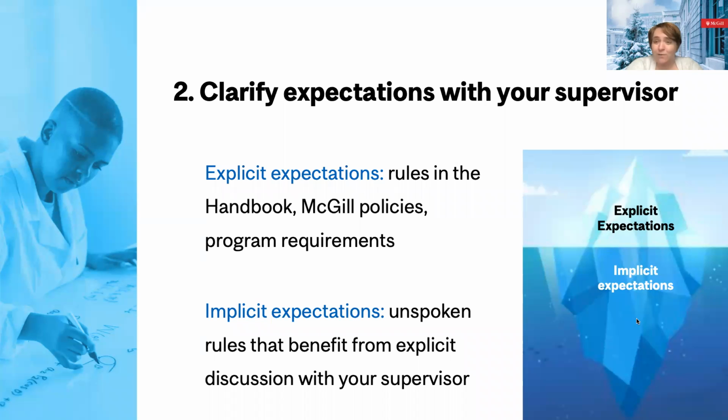So what's below the surface is implicit expectations, and those are things that are unspoken rules or assumptions that you really need to clarify directly, that benefit from explicit discussion with your supervisor. So they're things that you're only going to know by talking to your supervisor and clarifying how the two of you are going to work together.